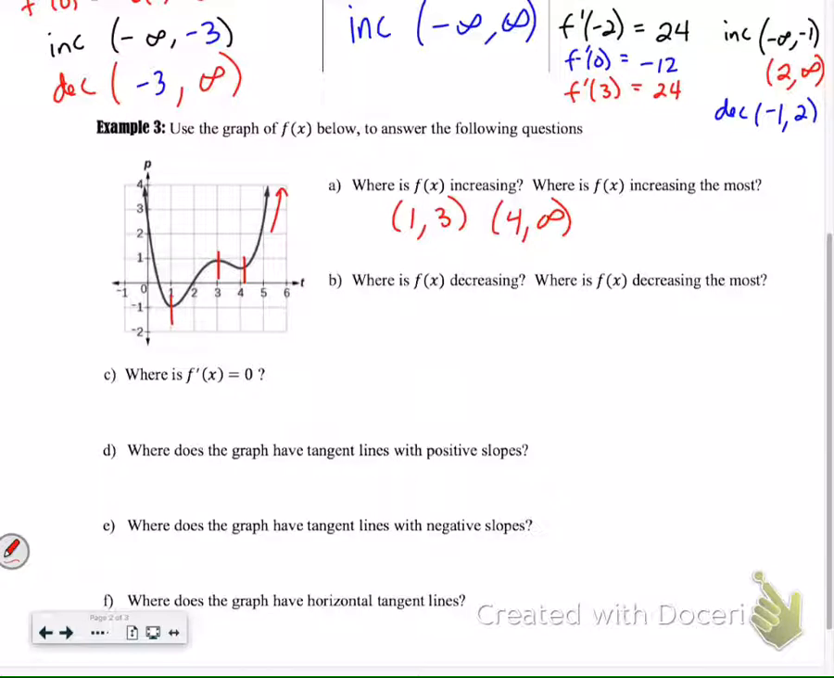Now, where would it be increasing the most? It's going to be where it's the steepest. So looking at the graph, where does it seem like it's going up the fastest? That's going to be the last one there.